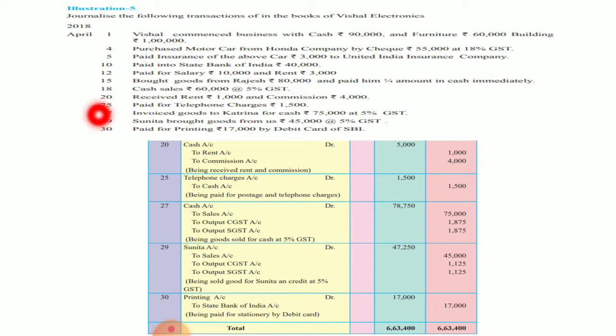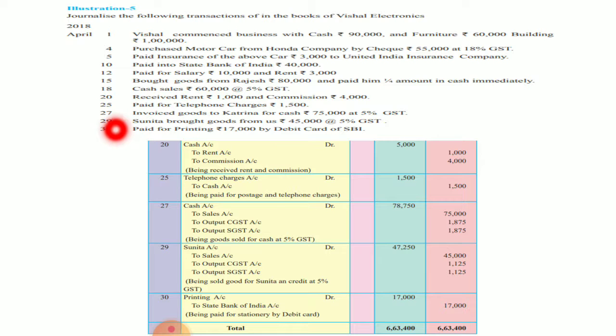Next is on April 25, paid for telephone charges 1,500. So when you pay, it is an expense. So what do we do with an expense? Debit all expenses and losses, and cash is going out of the business, so credit what goes out of the business. So April 25 telephone charges account 1,500 to cash account 1,500, being paid for postage and telephone charges.